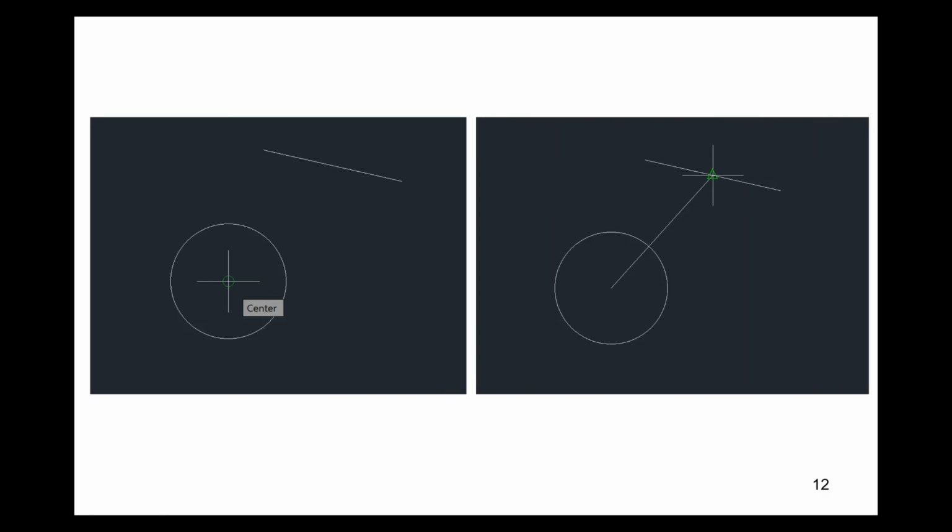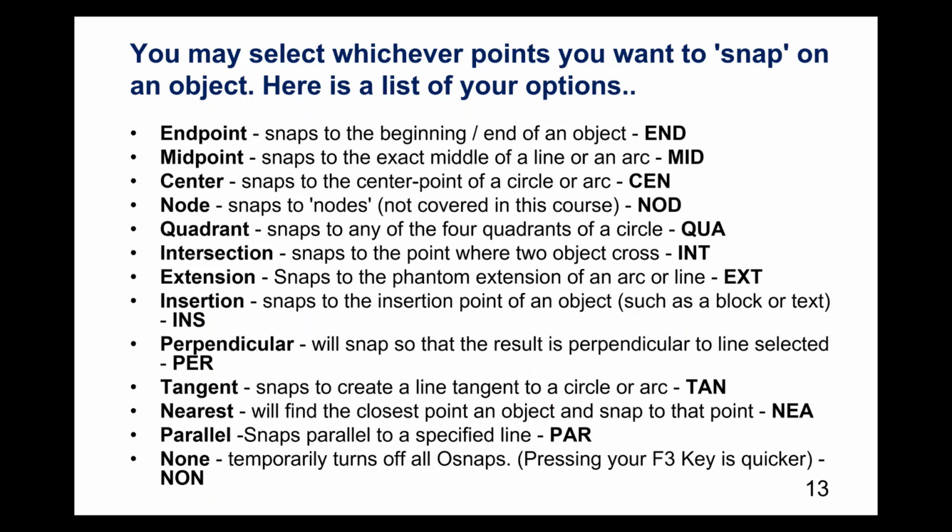Once that is done, you can call the line tool to draw your line. As you move your cursor close to the circle, it will immediately show you the center of the circle, which you can quickly click on a snap. And then as you move your cursor close to the line, it will tell you the exact location of the midpoint of that line. So that is how you create an accurate drawing. Now, you may select whichever points you want to snap on an object. And here are the list of your options with its meanings in more detail.